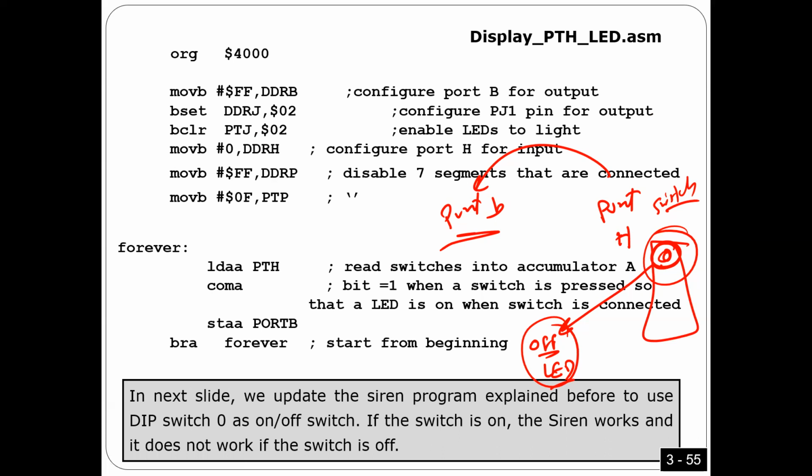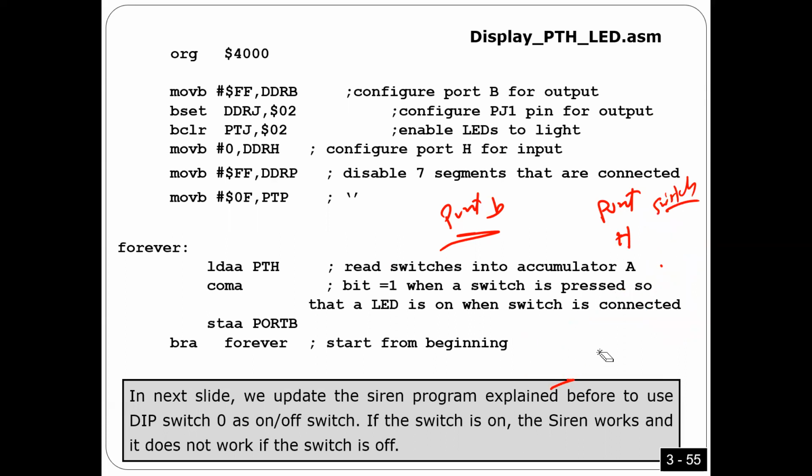So anyway, I didn't like this logic, that if it is connected, it is off. I want to make it so that if it is connected, the LED is on. That is why I'm going to complement port H before I send it to port B. So I'm going to read port H, then complement it, then send it to port B. The reason is that if the switch is connected, I'm going to get 0. I'm going to make it 1, then send it to the LED so that the LED turns on. So on means the switch is connected. You got it?